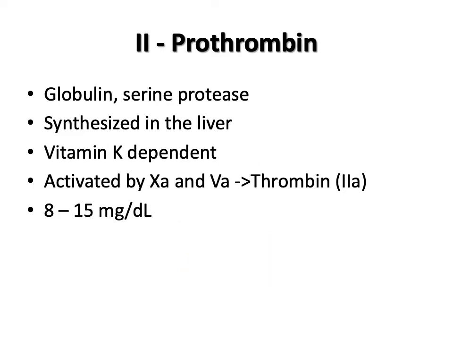The second clotting factor is factor II, or prothrombin. It too is a globular protein and is one of several serine proteases. It is vitamin K dependent and is also synthesized in the liver. Prothrombin is activated by factors 10A and 5A, becoming thrombin, or factor IIA. The reference range for prothrombin is generally 8 to 15 milligrams per deciliter.